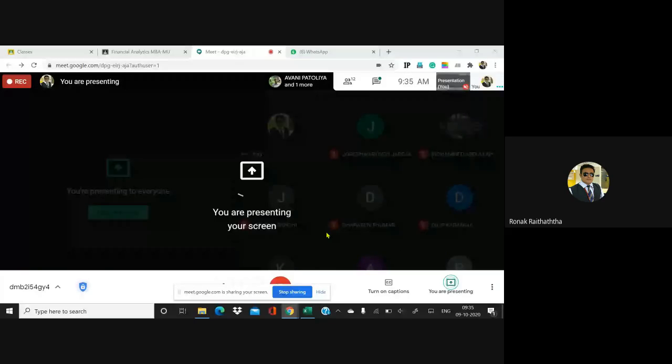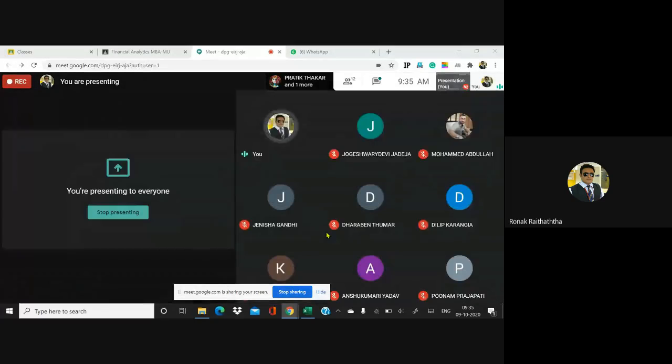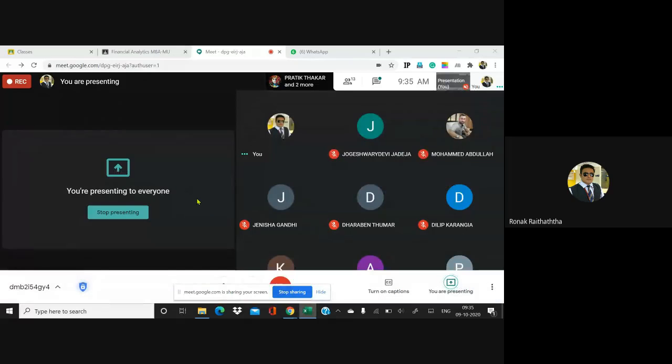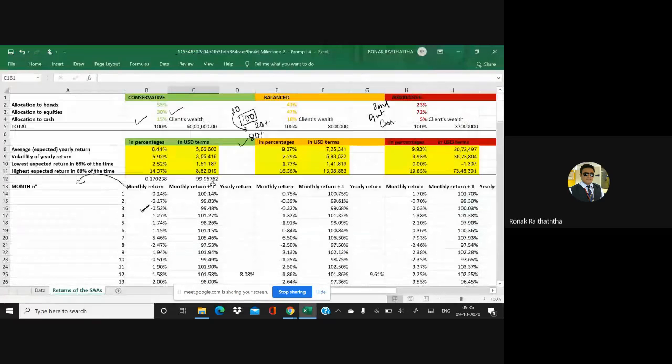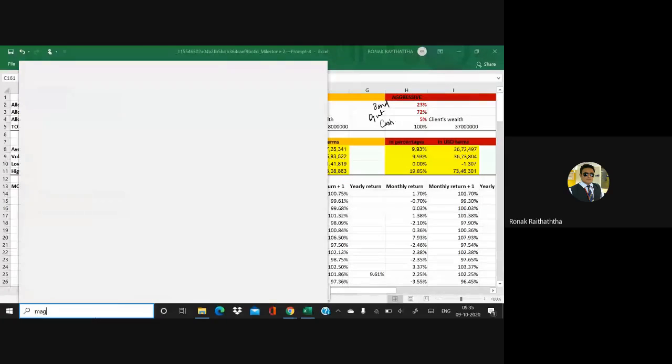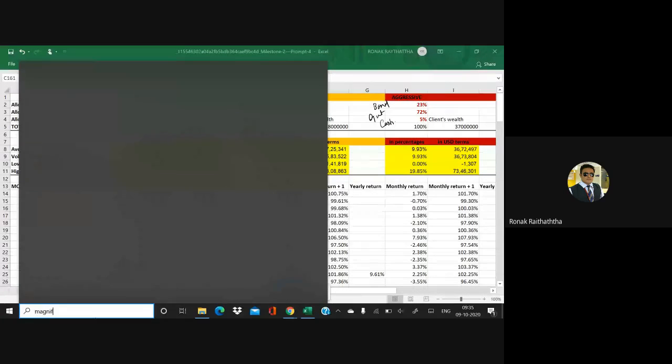Sharing my screen with all of you, showing you the data in which we were working last time around. Everyone should be able to see this kind of data on their screen. Let me use the magnifier as well so that you get it in a better way.